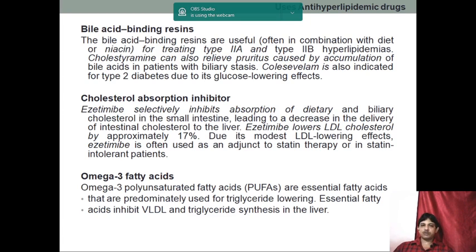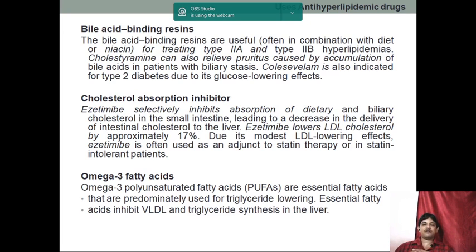Next is the cholesterol absorption inhibitor. This particular drug, ezetimibe, selectively inhibits the absorption of dietary and biliary cholesterol in the small intestine, as we have already discussed, leading to a decrease in the delivery of intestinal cholesterol to the liver. This drug helps decrease the LDL cholesterol level by approximately 70%. It is mostly used in combination with a statin, in case of statin intolerant patients.